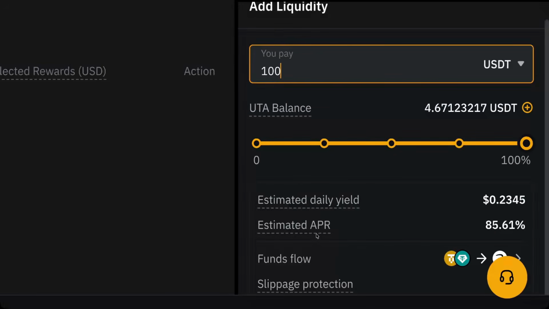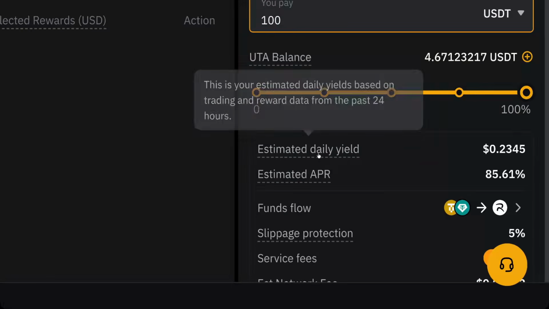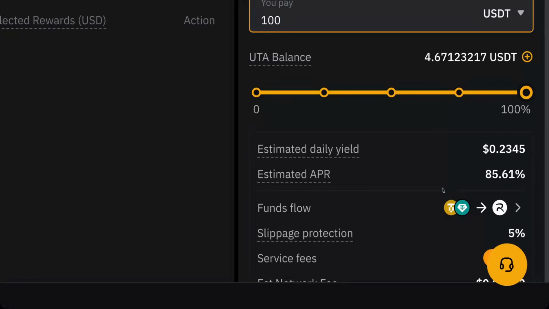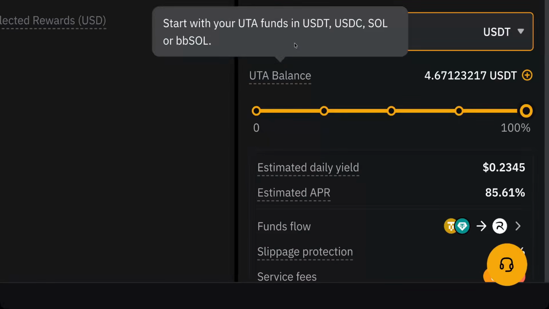Now, this estimated APR is not stable. If they tell you 85%, it means it could be 85 or higher or even lower, right? It is not actually stable. But the thing is, every day, your daily yield will be dropping, right? If you invest this, it means you'll be making 23 cents for $100 every day.